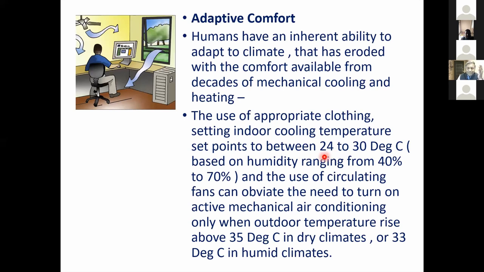The use of appropriate clothing, and setting indoor cooling temperature set points: during the pandemic, our society recommended that you should be between 24 and 30 degrees. You should be closer to 30 when you live in a dry climate, and closer to 24 when you live in a humid climate, based on your humidity. Use circulating fans. There's no need to switch off the fans when you have air conditioning. You will find a huge benefit by running fans while air conditioning is on. You won't have to keep the temperature so low. And you put on mechanical air conditioning only when the temperature goes above 35 degrees in dry climates or above 33 degrees in humid climates.